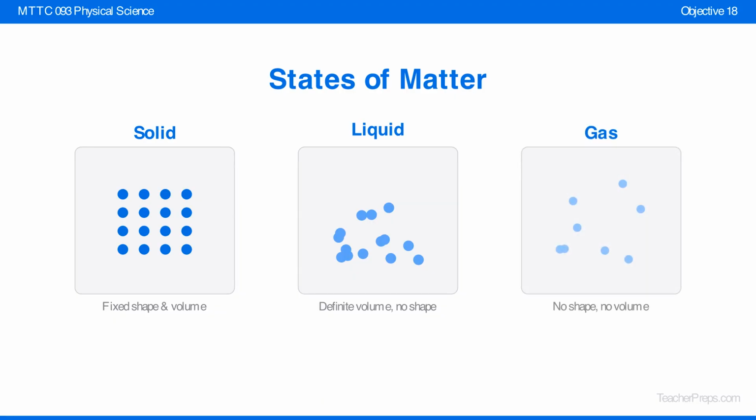In a gas, particles are far apart and move rapidly in all directions. Gases have no definite shape and no definite volume. They expand to fill any container. There is also a 4th state called plasma, which is a superheated gas where electrons are stripped from atoms, creating ions. Plasma is found in stars, lightning bolts, and fluorescent light bulbs.